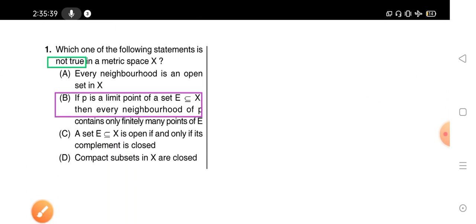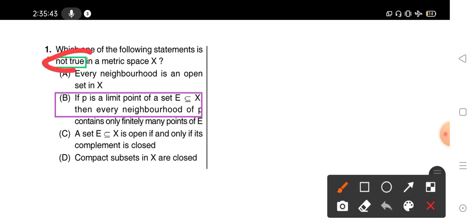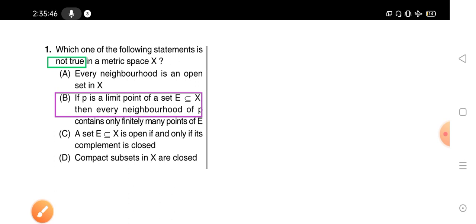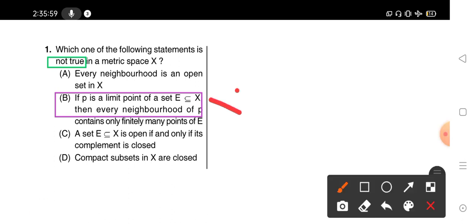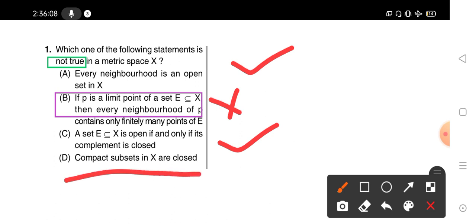Next question: which one of the following statements is not true in a metric space? Every neighborhood of a point is an open set in X. If p is a limit point of the set E, a subset of X, then every neighborhood of p contains only finitely many points of E. This is not true. This is true. A set E, a subset of X, is open if and only if its complement is closed. This is true. Compact subsets of X are closed. This is also true.